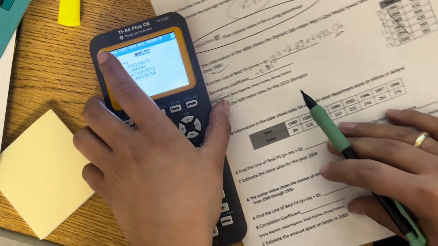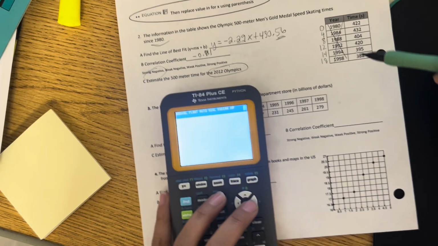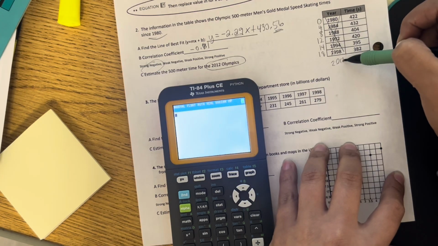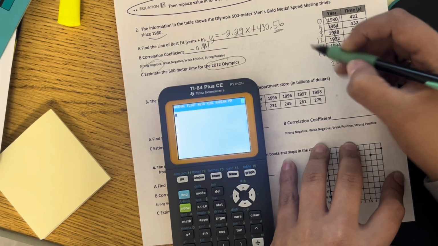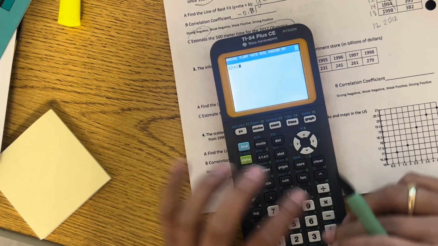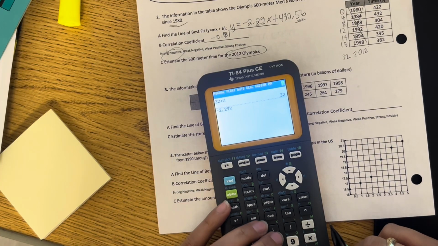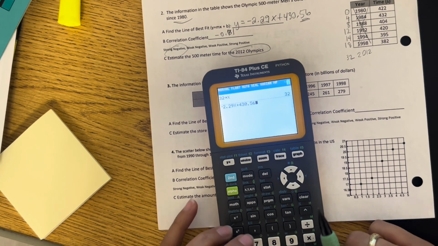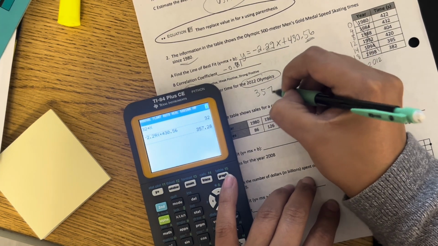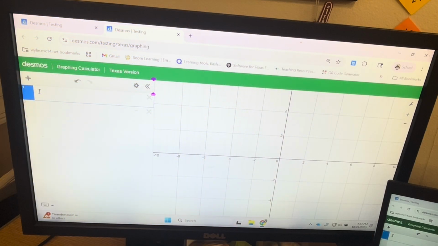Now I look at my prediction of the 2012 Olympics. So that means I'm going to figure out how many years 2012 is from 1980. From 1980 to 2012, that would be 20, 30, 32 years. So I'm going to do 32, stow, x, and then I'm going to type in my equation that I wrote: negative 2.29x plus 430.56, and then I get a numerical value of 357.28, and that's my answer. Okay, so that's using TI-84s.